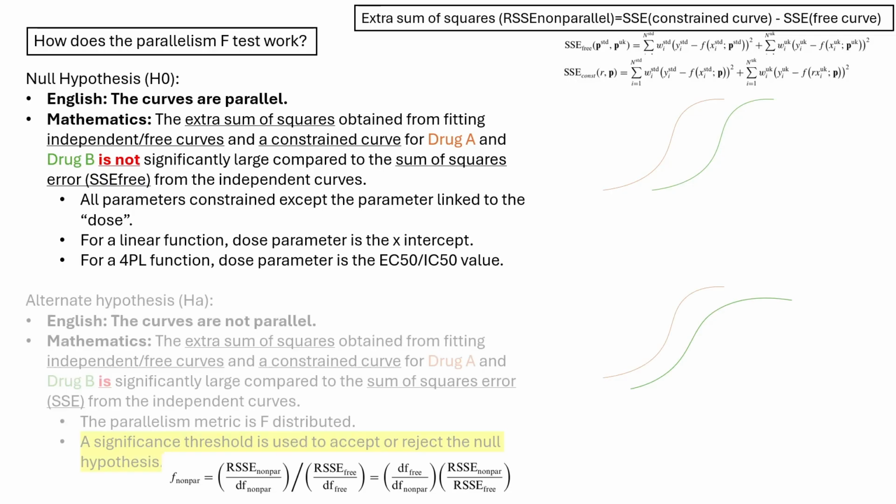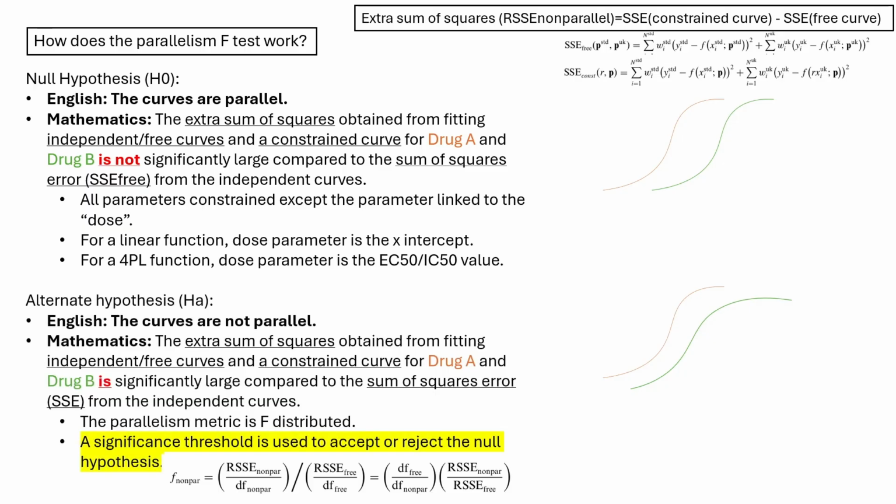This brings us to the alternative hypothesis. The alternate hypothesis states that the curves are not parallel. Mathematically, we're saying that the extra sum of squares is significantly large compared to the sum of squares error from the independent curves. Just how large should this extra sum of squares be? This is a question that we will answer based on an arbitrary significance threshold on an F distribution. 0.05 is a good threshold to start with, and that's what we are going to do in our tutorial today.